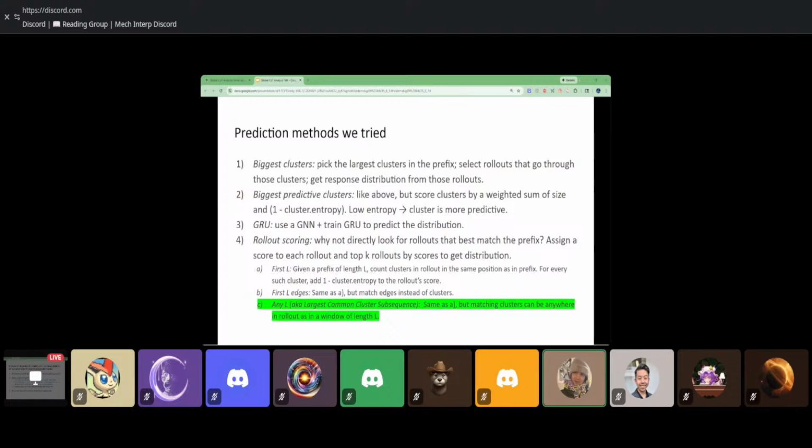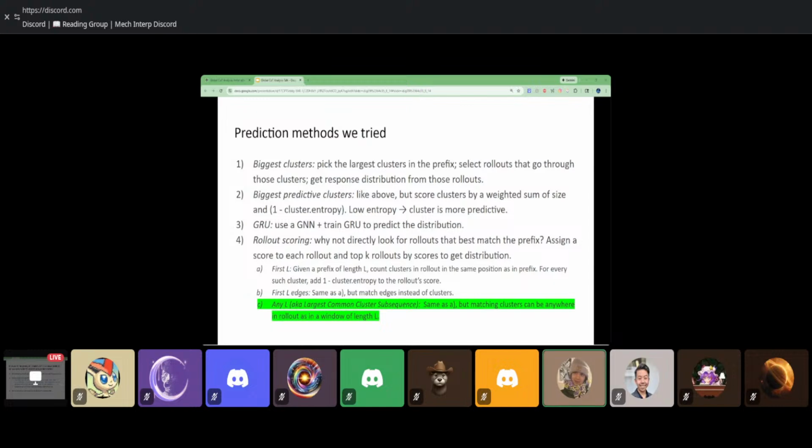I'm not going to go into these approaches, but we went as far as using a GNN and training a GRU to predict the distribution. The thing we ended up converging on came from the simple idea of: why not just look for rollouts that are pretty similar to the one we currently selected, based on the clusters, the rollouts that start and match the prefix pretty well. Then we score rollouts based on that, and use those scores, how similar each rollout is to our sentence, to figure out the distribution.